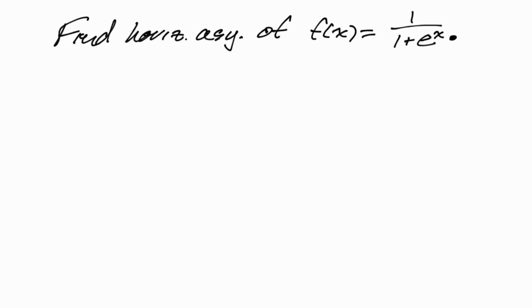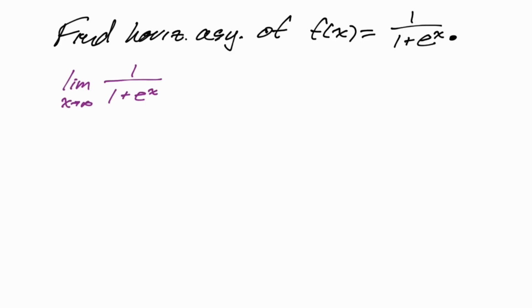Find the horizontal asymptotes of f of x equals 1 over 1 plus e to the x. People routinely screw this up, basically because rational functions have warped our brains into thinking that the limits to infinity and negative infinity are always going to be the same. But that's just not true. That's only true for rational functions if you get a finite number. So let's look at this.